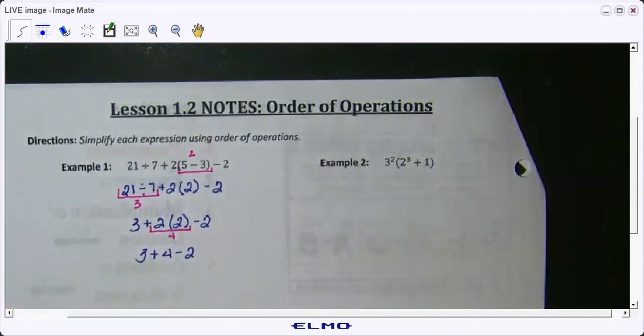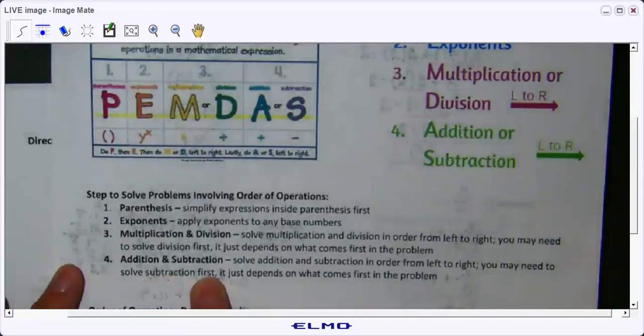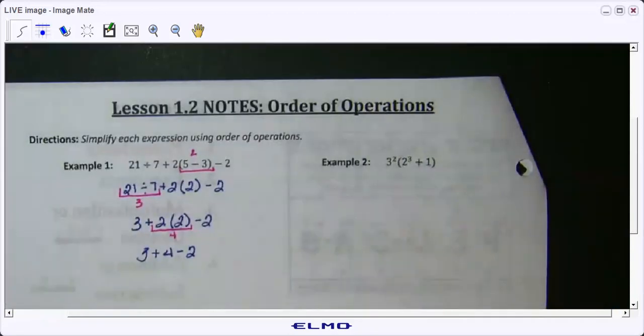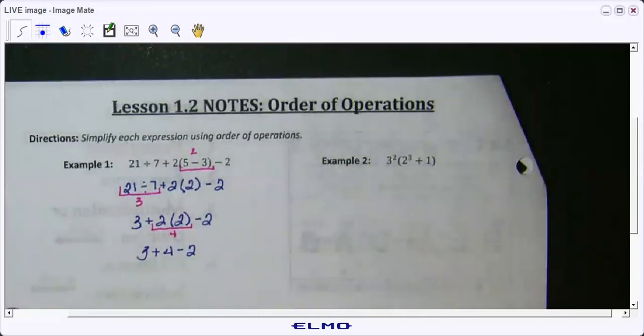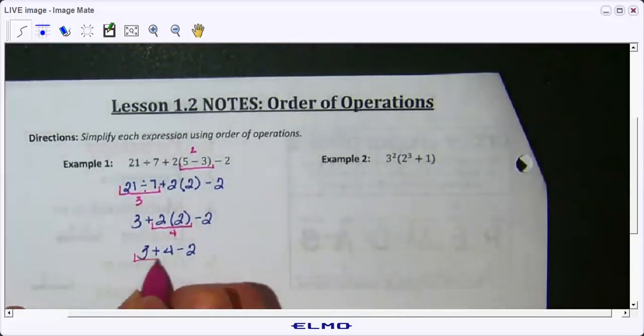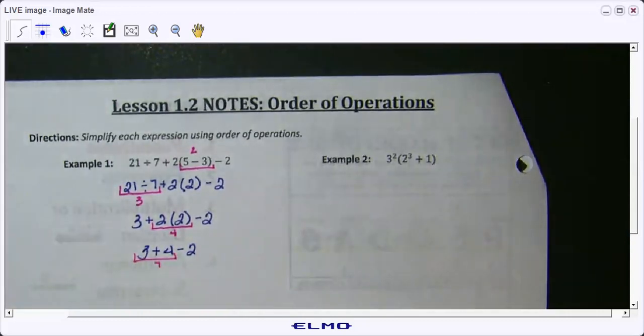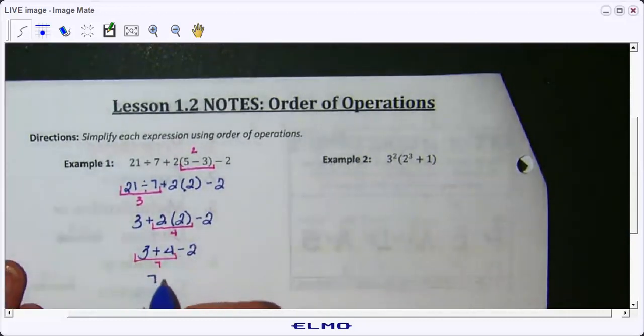And now I finished my multiplication and division, and I'm going to do my last step, which is addition and subtraction in order from left to right. I have to do my addition first because it comes first. So 3 plus 4 is 7. Bring that down. And then the last step is 7 minus 2, and I get 5. And that is my final answer.